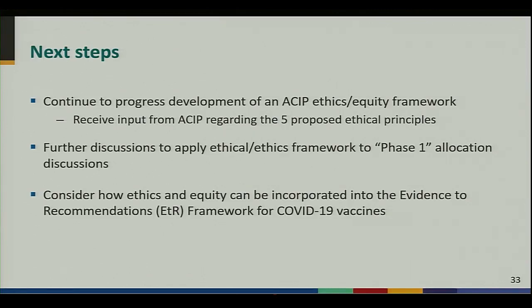So the next steps are to continue to progress the development of an ACIP ethics and equity framework, and we're happy to receive input from ACIP regarding the 5 proposed ethical principles and allocation. We also plan to have further discussions around how to apply this framework to phase 1 allocation discussions and future recommendations. In addition, there are discussions around how ethics and equity could formally be incorporated into the ETR framework for COVID-19 vaccines and potentially broader to other vaccines as well. Next slide.